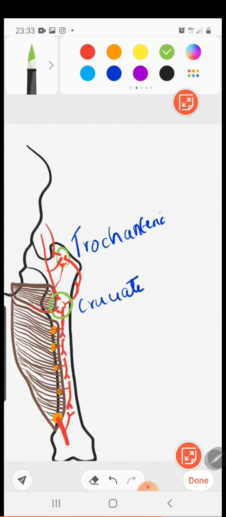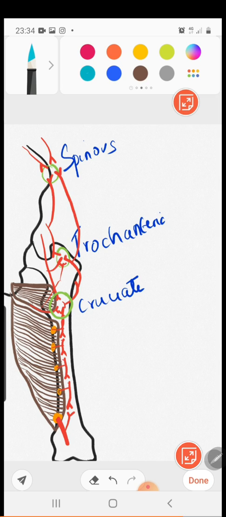Now, in the region of the anterosuperior iliac spine, a branch from the superior gluteal and a branch from the lateral circumflex femoral will anastomose with the superficial circumflex iliac, which comes from the femoral artery, and the deep circumflex iliac, which comes from the external iliac artery. This anastomosis is called the spinous anastomosis.